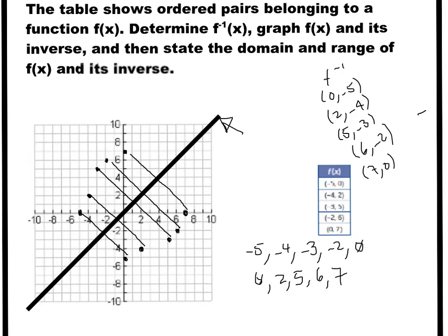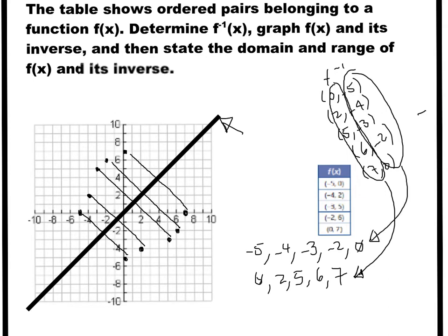For f minus 1, the range and domain of f of x are inversed. So this means that the domain of f of x becomes the range of f minus 1, and the range of f of x becomes the domain of f minus 1, which is obvious from f minus 1. If you look at f minus 1, the x values are the range values for f of x, and the range of f minus 1 is the domain of f of x.